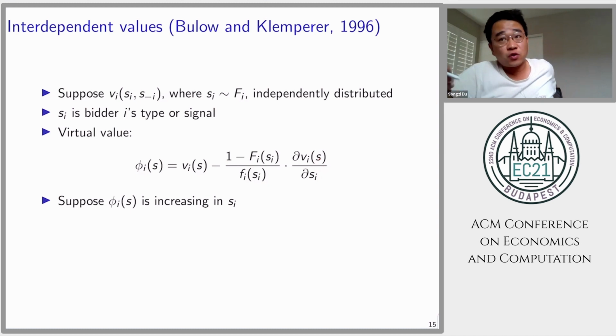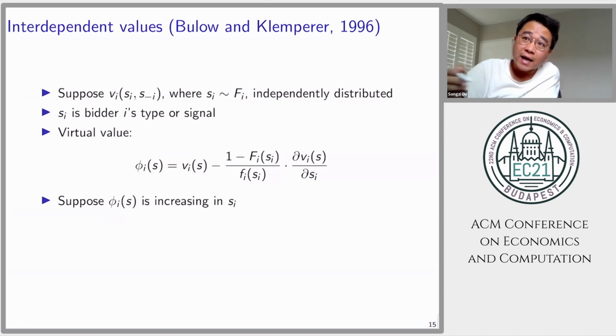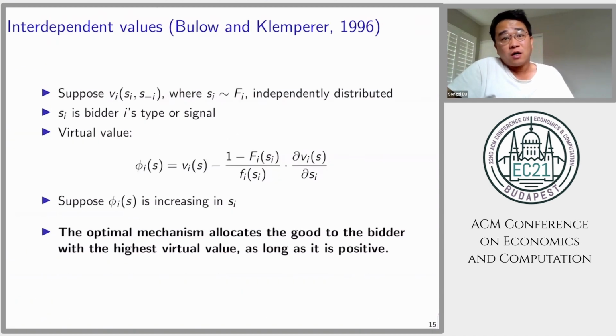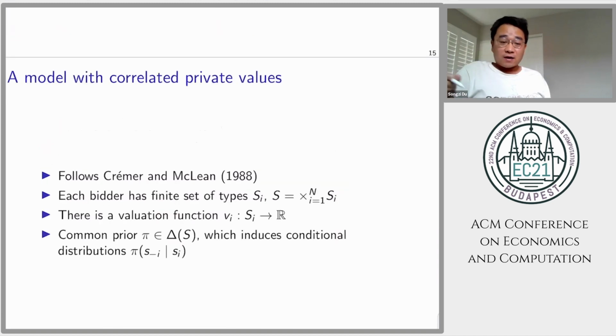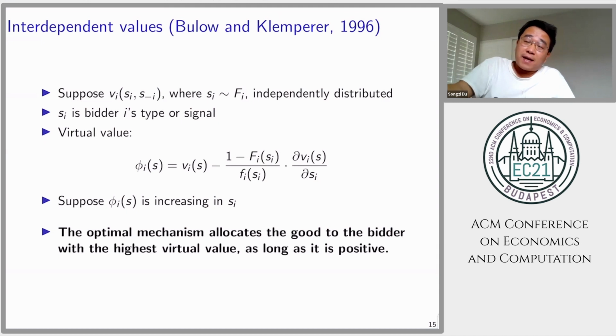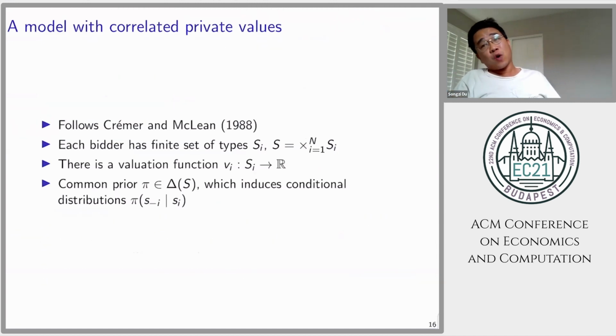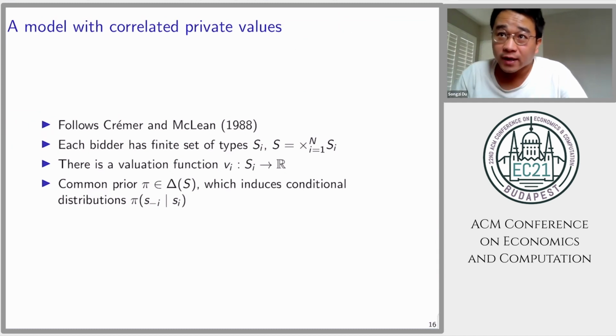And we can also derive this virtual value using the same steps as in the previous slides. Suppose we are looking at the regular case in which the virtual value is increasing with type for every bidder. Then the same result as before will hold. The optimal allocation is to give the good to the bidder with the highest virtual value as long as it is positive. So here we have interdependent value, but still independent types. But the natural question is, what happens when types are correlated?